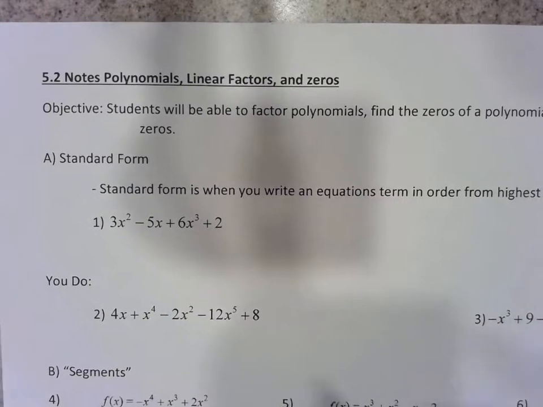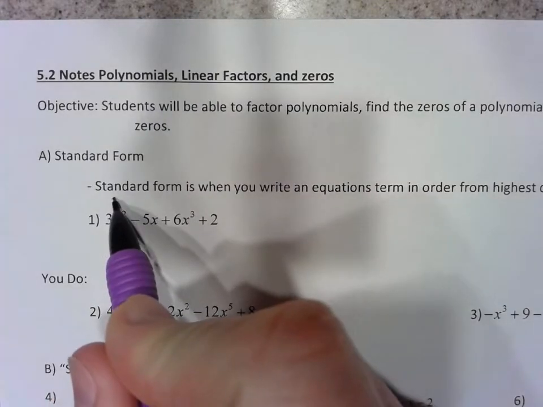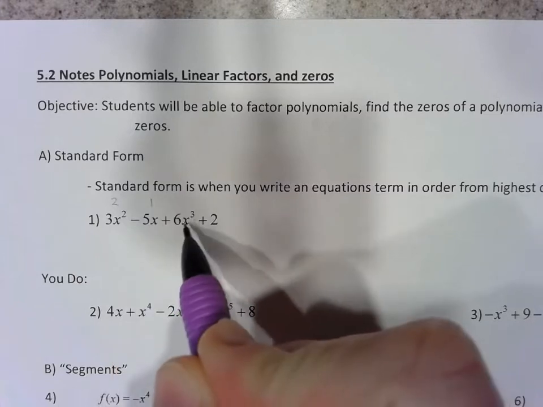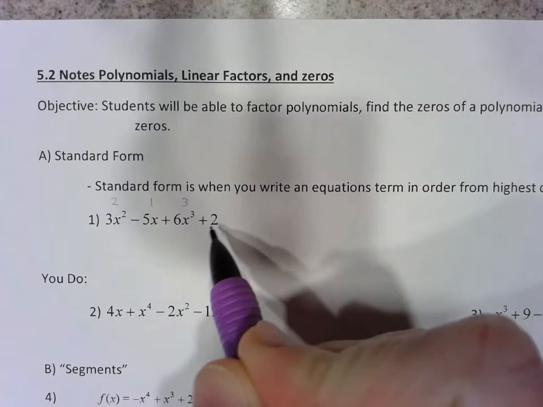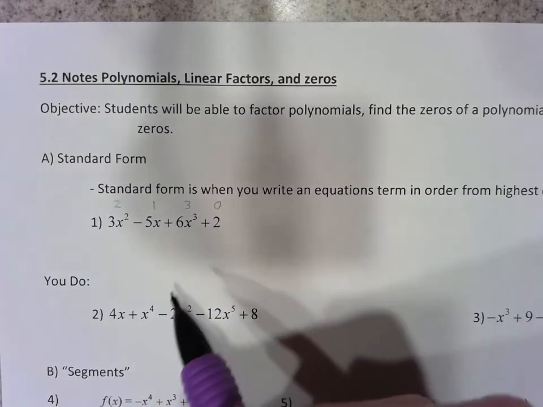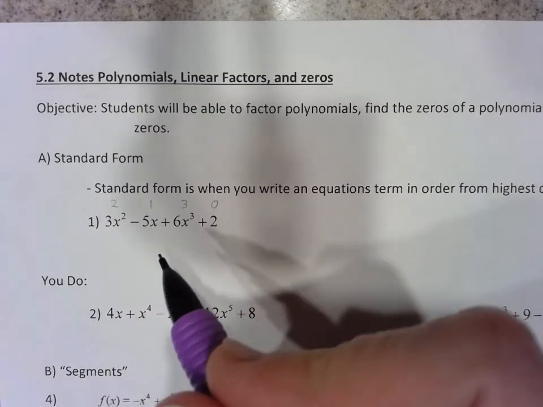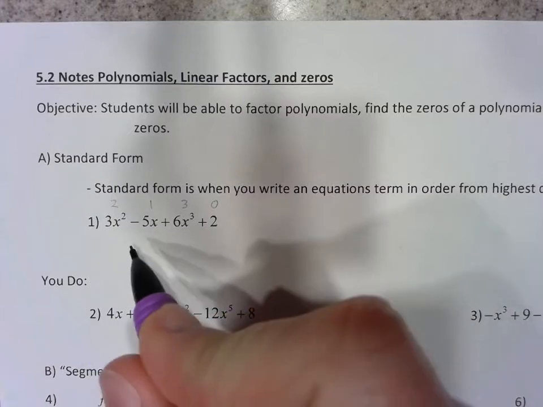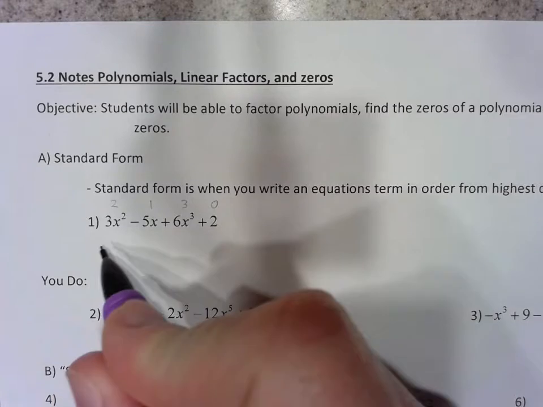So as I look at this polynomial, I see the first one is degree 2, the next term has degree 1, the next term has degree 3, and the last one is degree 0, based on their exponents. So if I'm going to put these in standard form, I need to write it with the largest exponent first, the largest degree first. So the 3 goes with 6x to the third.